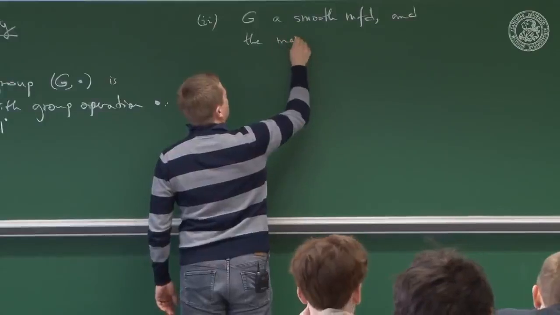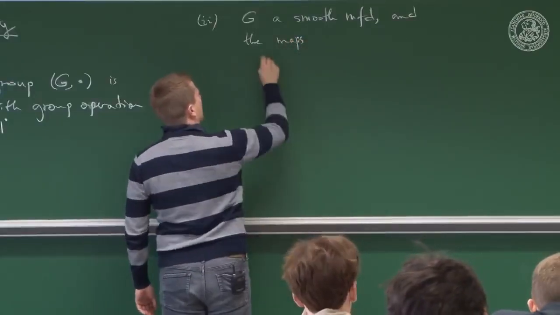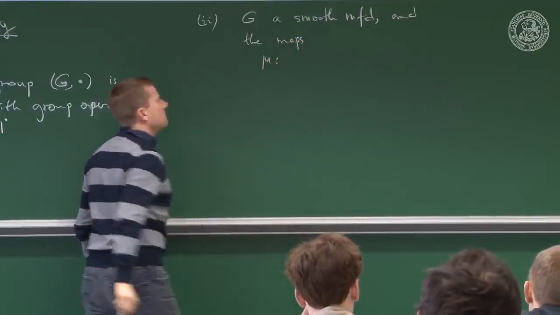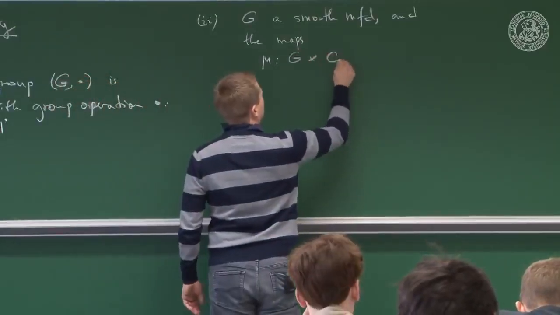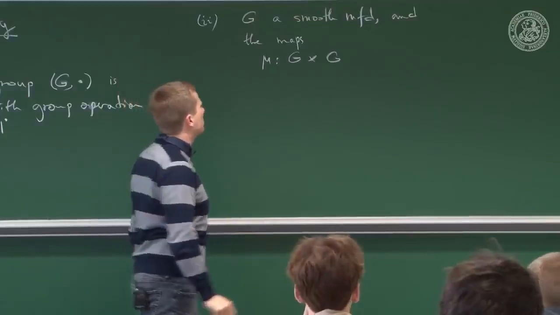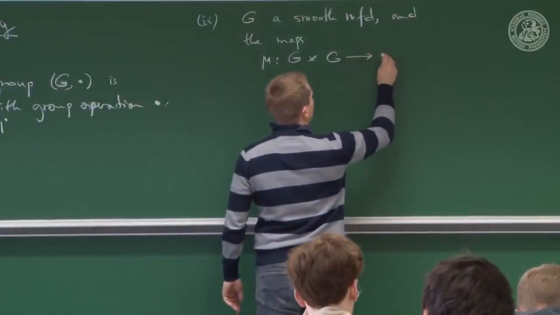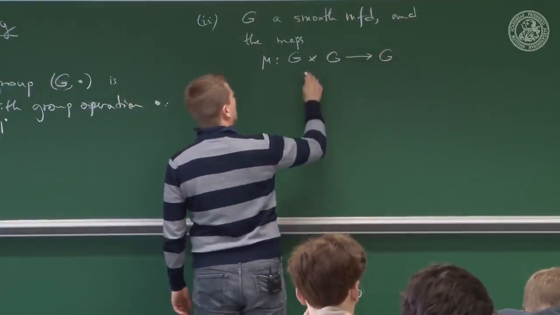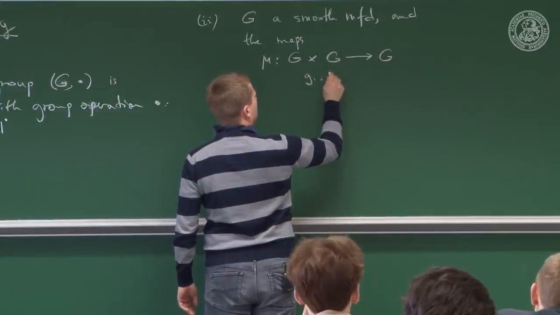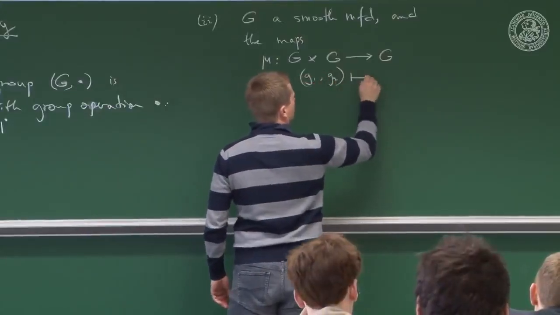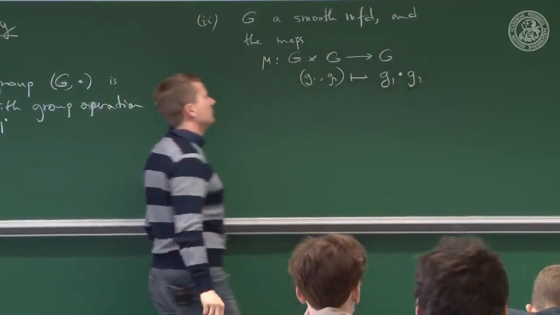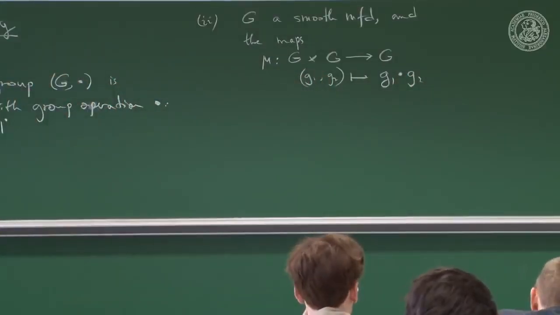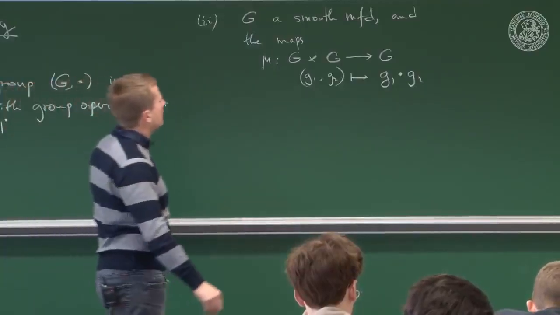There are actually two maps we're considering. The first one, we call it mu, like multiplication, that takes a pair of elements in G and sends it to G, and does so by sending (g1, g2) to the blob product of the two. That's a map, and that's just the group operation.